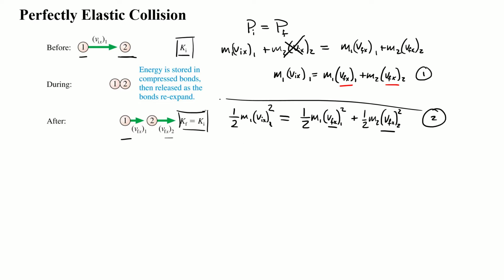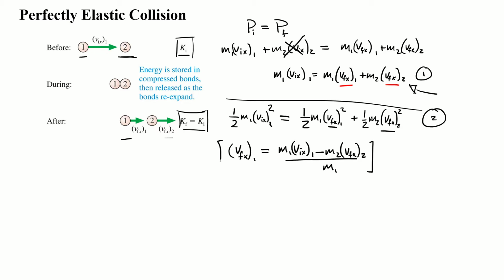Now, rather than go through all this algebra, I'll just do the first step here, right? You can essentially isolate and solve for one of these unknowns. If I were to solve for v final x for object 1, this is going to be equal to m1 v initial x for object 1 minus m2 v final x2, all divided by m1.